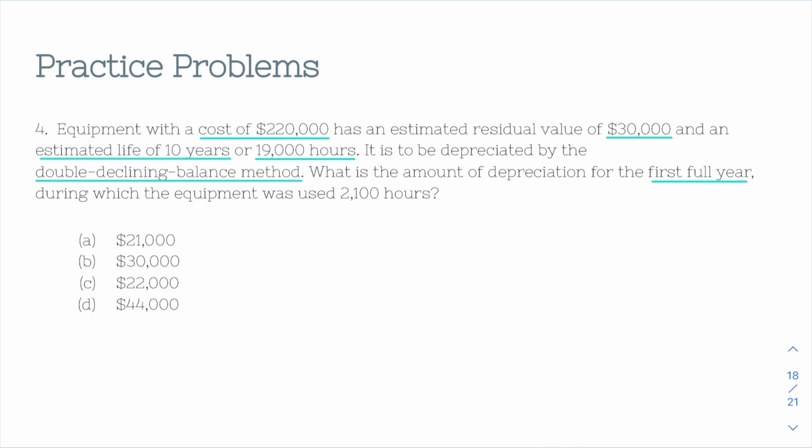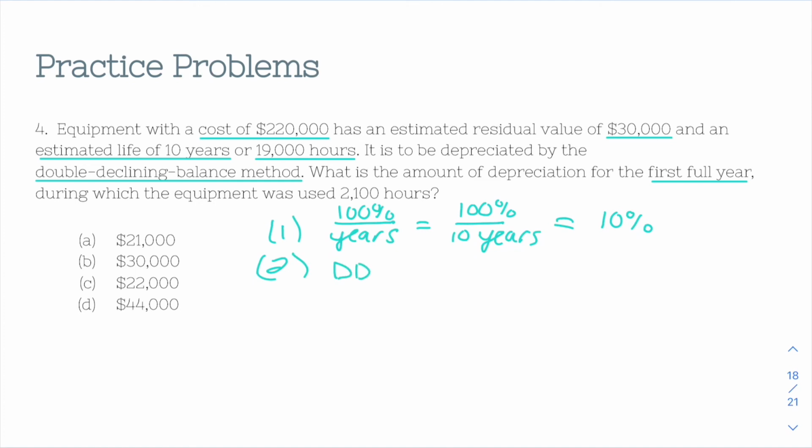So our steps, first is determining the straight line percentage, so that is going to be 100% divided by the number of years of useful life, so that is going to be 100% divided by 10 years is 10%. 2 is our double declining balance rate, and that is going to be the straight line percentage times 2. So 10% times 2 is equal to 20%.